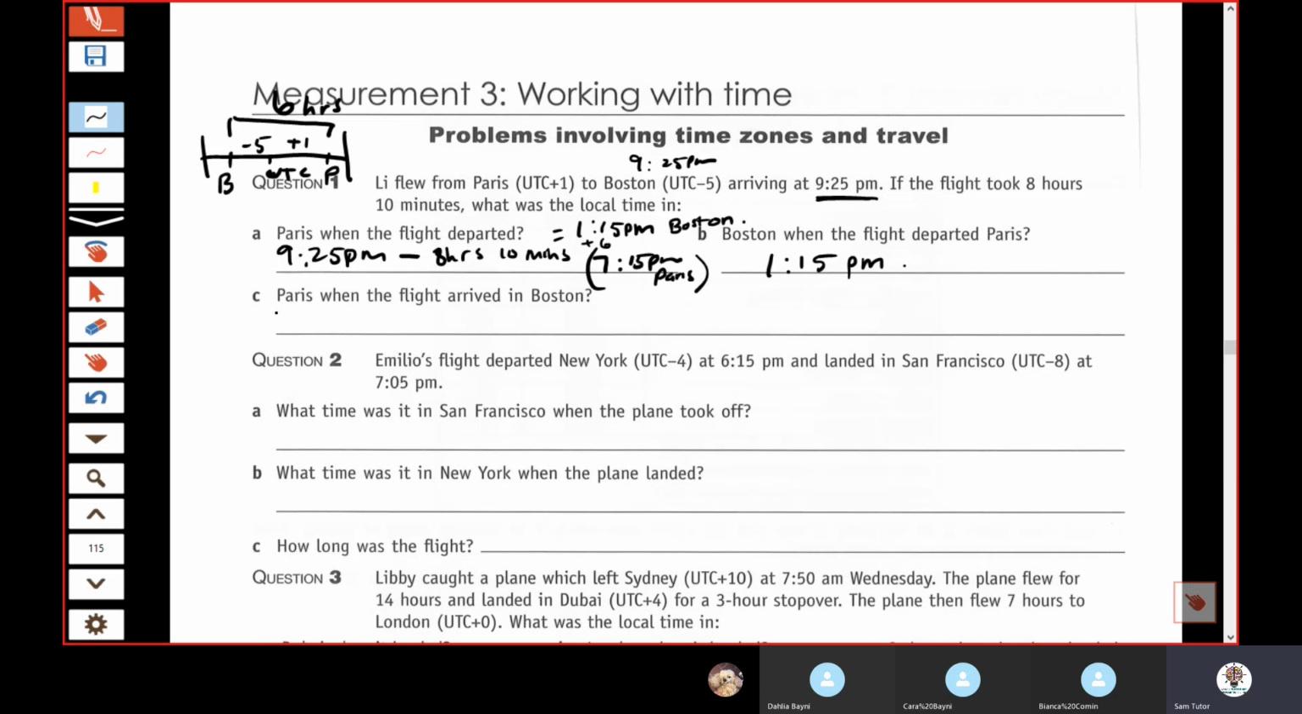And last one, Paris. When the flight arrived in Boston, what was the local time in Paris? Well, if it was 9:25 in Boston, Paris is 6 hours ahead. So Paris would have been 9 plus 6, which is 15, so you take away 12 and get 3:25 a.m. the next day. It doesn't say, it just asks what time, so we'll just say 3:25 a.m. next day.